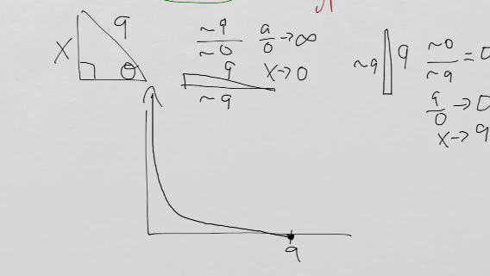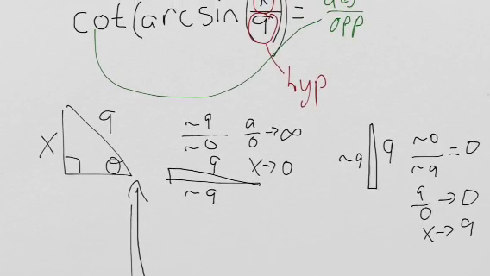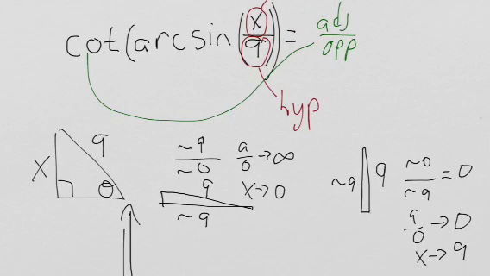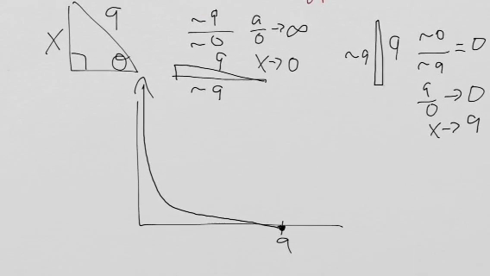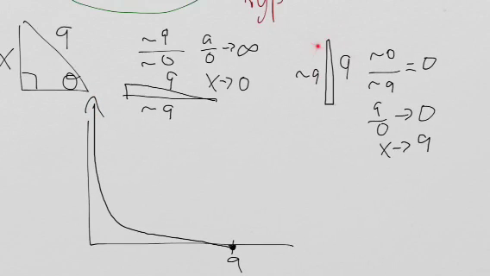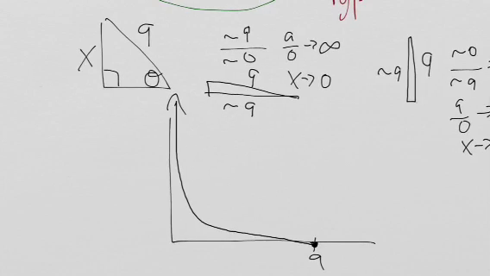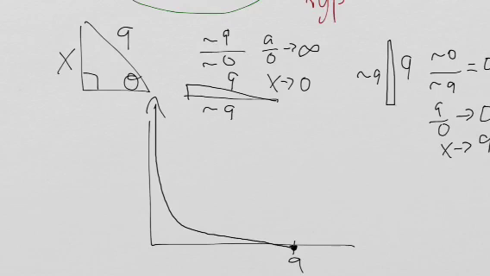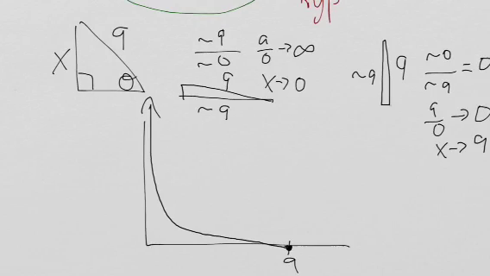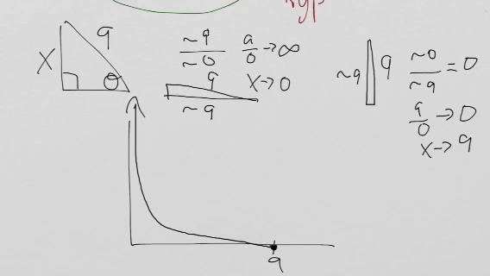So this graph represents the ratio of an adjacent side to an opposite side as that opposite side goes from 0 to 9 with a hypotenuse of 9. That ratio will start really big, which is this triangle, but then as x gets bigger and bigger, that ratio is going to approach 0.